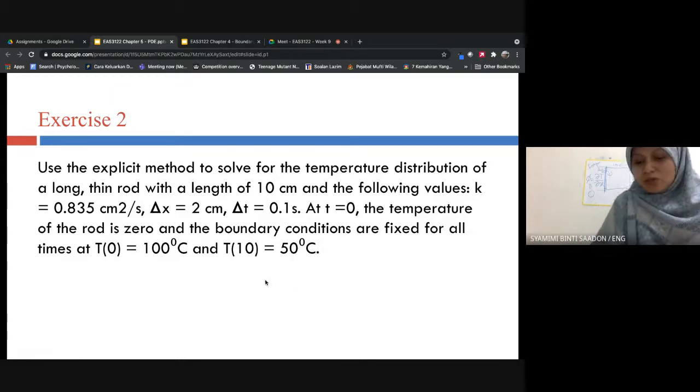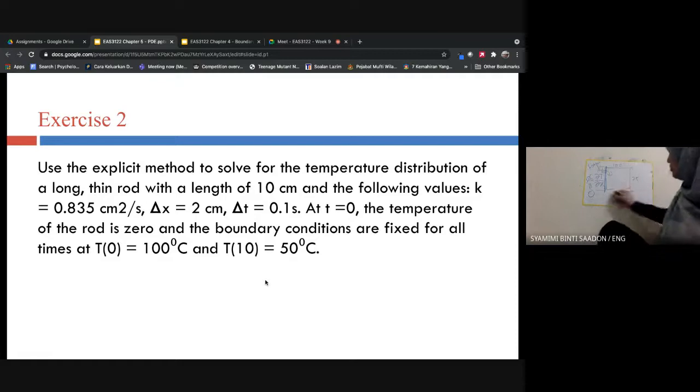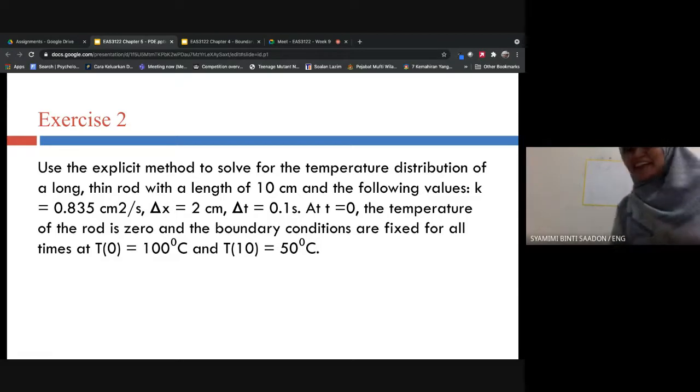Okay, so means that... almost done, this is just less than 10 minutes. Okay, please bear with me. Okay, so we have a rod.